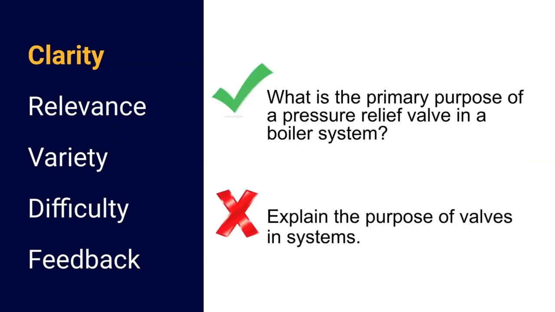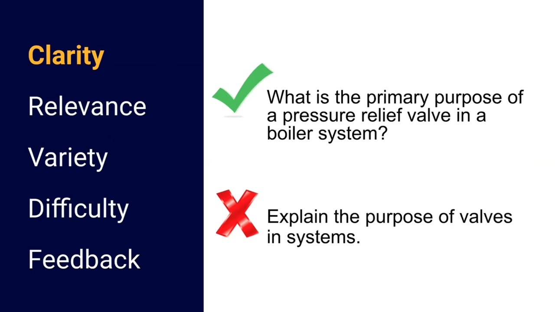First thing is making sure that your questions are very clear. They should be clearly worded and not ambiguous. So if we look at that first question, we see, What is the primary purpose of a pressure relief valve in a boiler system? And that is a very clear question. There might be more than one purpose, right? They might have more than one function, but if we're asking for the primary purpose, it gives the learner an exact question that they have to answer.